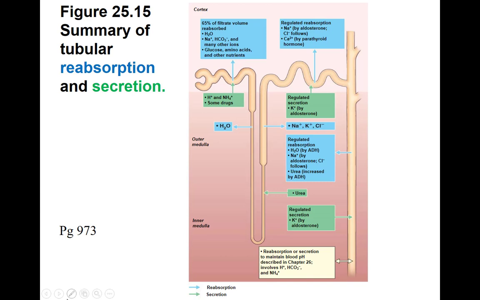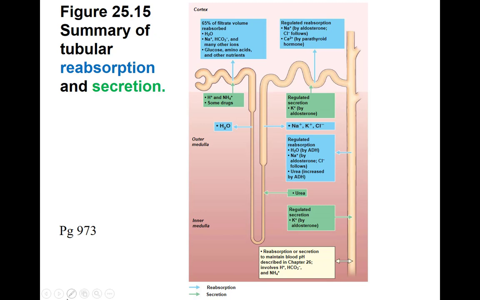Now, in your book, figure 25.15 gives a summary of last time and this time, reabsorption and secretion and where it all happens. So everything in blue is reabsorption. This is stuff we talked about last time. We reabsorb a lot of water. In our proximal convoluted tubule, tons of stuff gets reabsorbed. It's a very busy area.